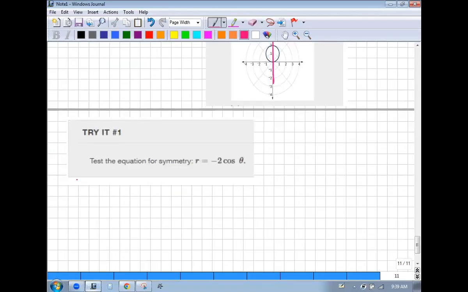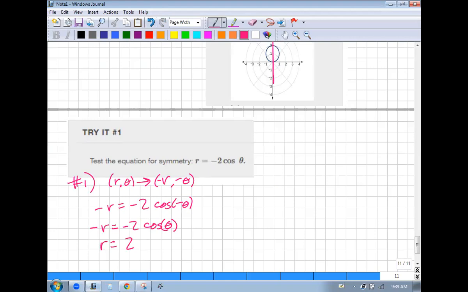All right, so let's do test number 1. Replace both coordinates with their negatives. We would get minus r equals minus 2 cosine of minus theta. Cosine's even, so you could just throw away this minus in there and then cancel out the minuses. So this is not what we started off with. There's a minus here, and we don't have one. So we don't have symmetry about the y-axis.